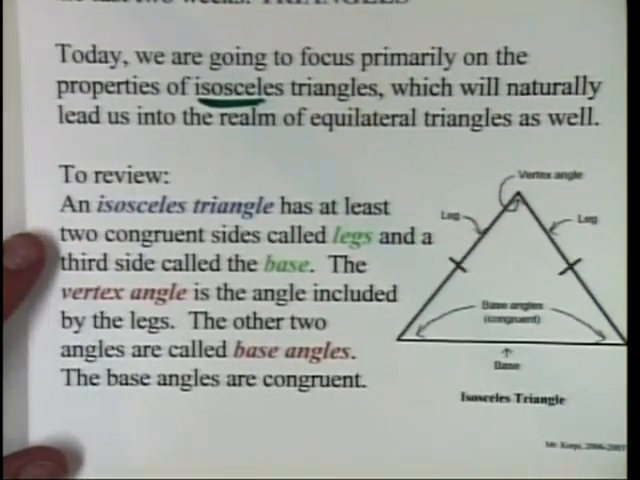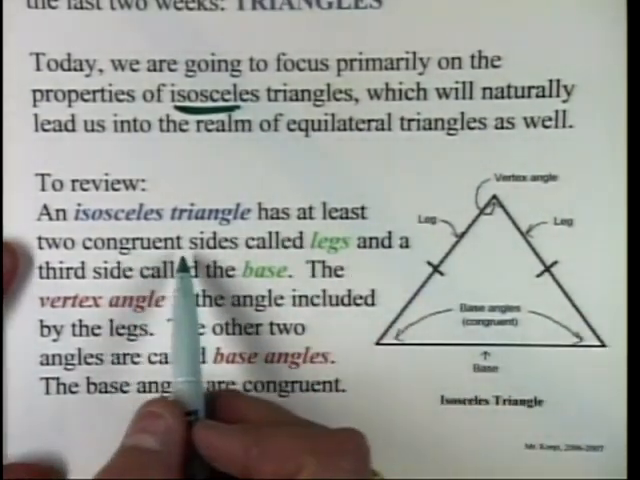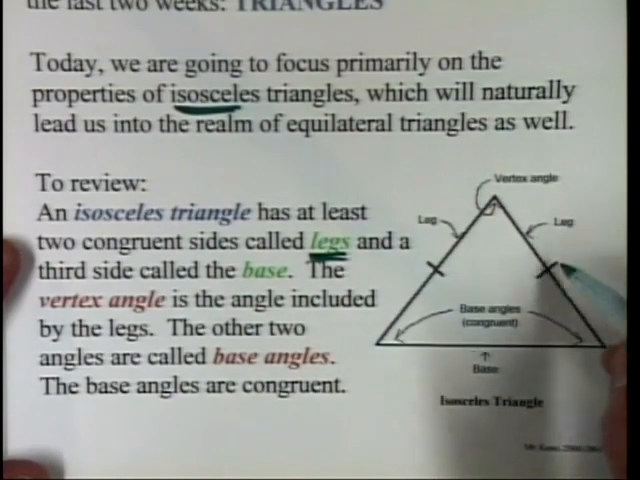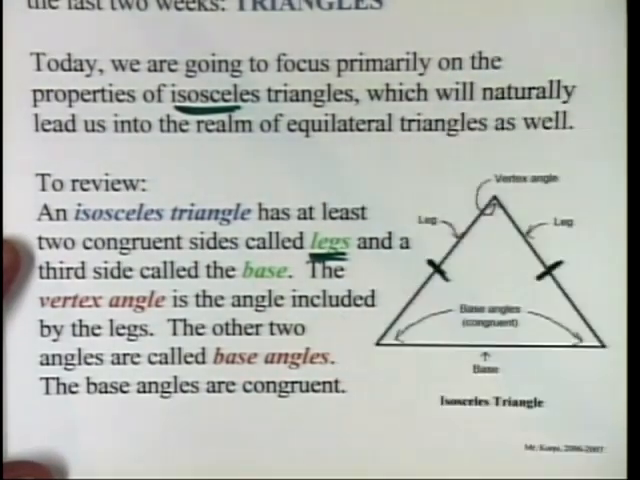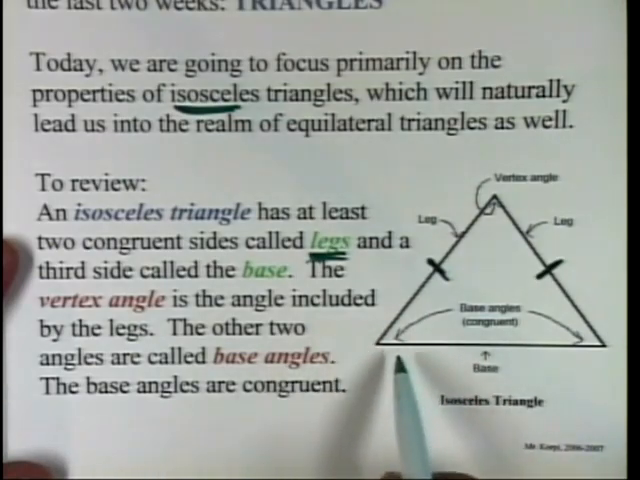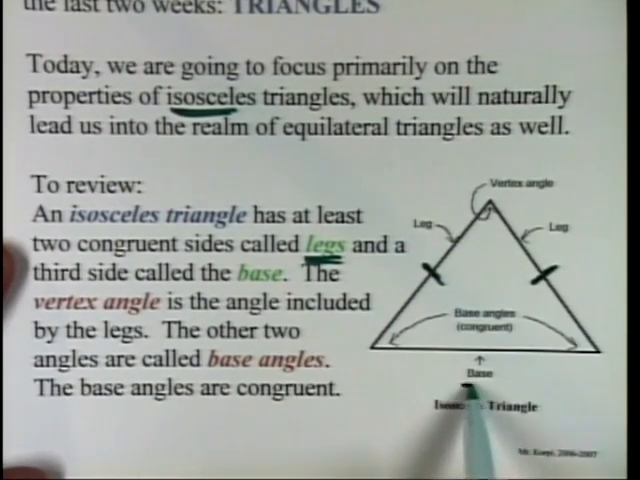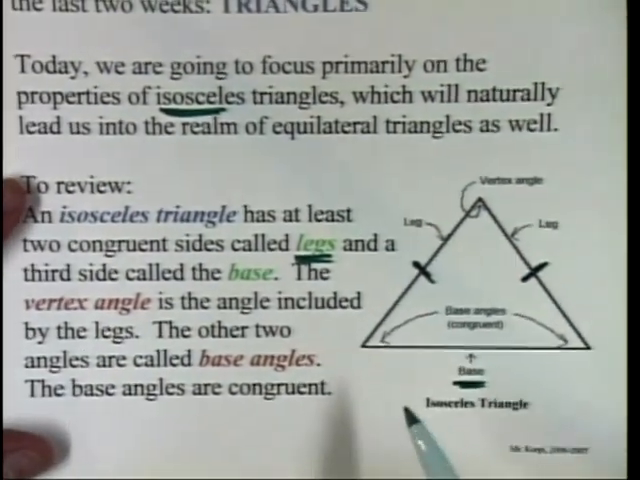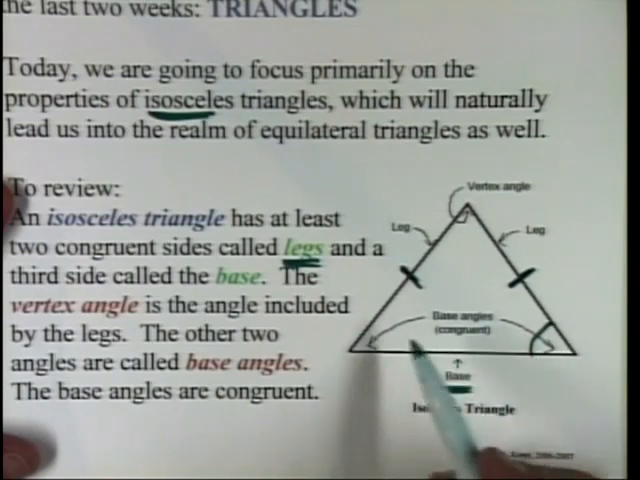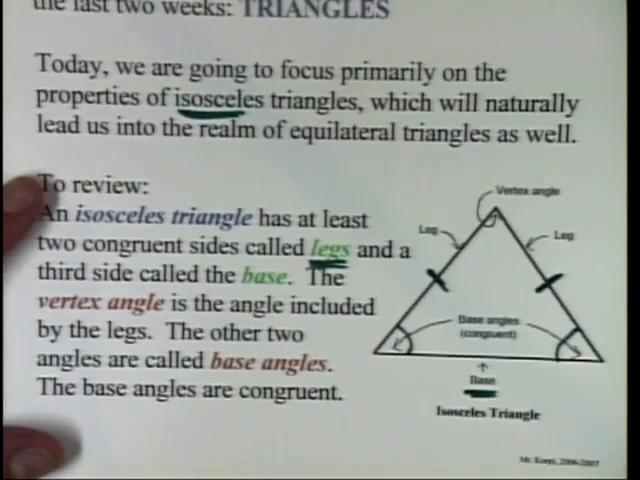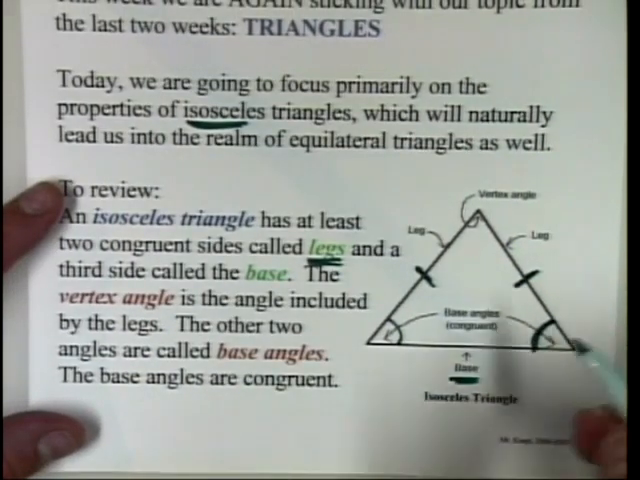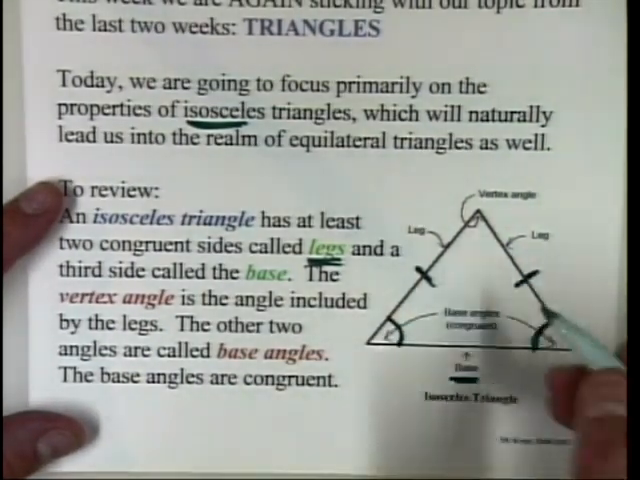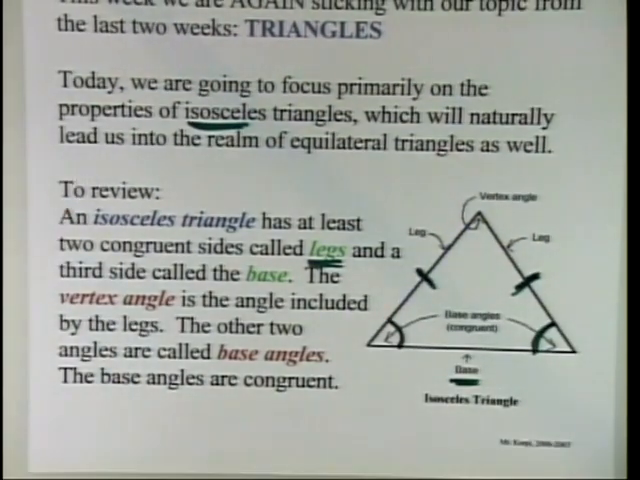Okay? So an isosceles triangle, remember, has at least two congruent sides called the legs, and the legs, the congruent ones, are denoted by these little tick marks there, and a third side that is called the base. Now in this diagram here, the base is on the bottom, but remember the base is just opposite the vertex angle, and the other two angles that are not the vertex angle are called the base angles, and in an isosceles triangle, the base angles are also congruent. Okay, and we denote congruent angles by drawing one arc and congruent sides by drawing one tick mark. So that's what an isosceles triangle is. We have two equal sides, or two congruent sides called the legs, and two congruent angles called the base angles.